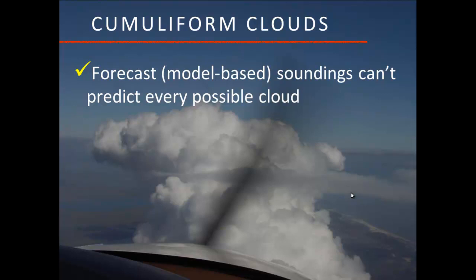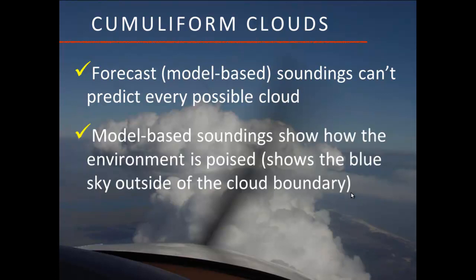Then when you pop out on the other side of that cloud, the temperature and dew point would be further apart. Essentially, the model soundings themselves, the forecast models, basically predict the environment that this cloud can grow within. So it really predicts the blue sky around the cloud, not the cloud itself. So in those cases, you can actually have a pretty significant temperature dew point spread, 6, 8, 10 degrees, but still have the possibility of these cumuliform cloud types. So again, the model basically just shows how the atmosphere is poised to build or grow these clouds.